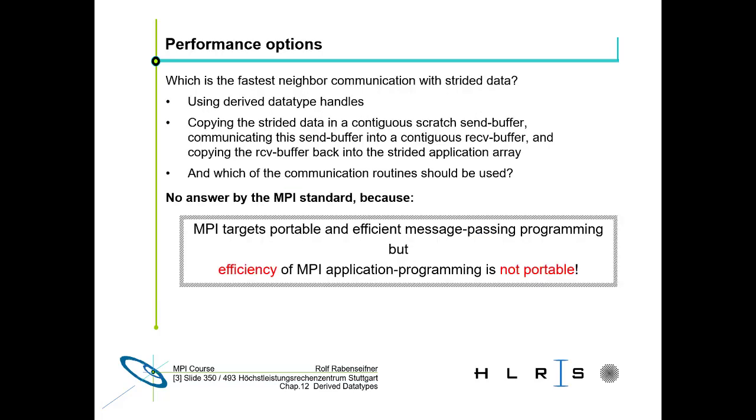So of course, what's the fastest? With strided data, you can use derived data type handles. You can copy strided data into a contiguous scratch send buffer for communication and so on. Or you can even use other communication routines. What should you do? Actually, the answer is not in the MPI standard, because the idea is that your programs are portable, but not necessarily the efficiency. So it depends on the specific hardware you're using.